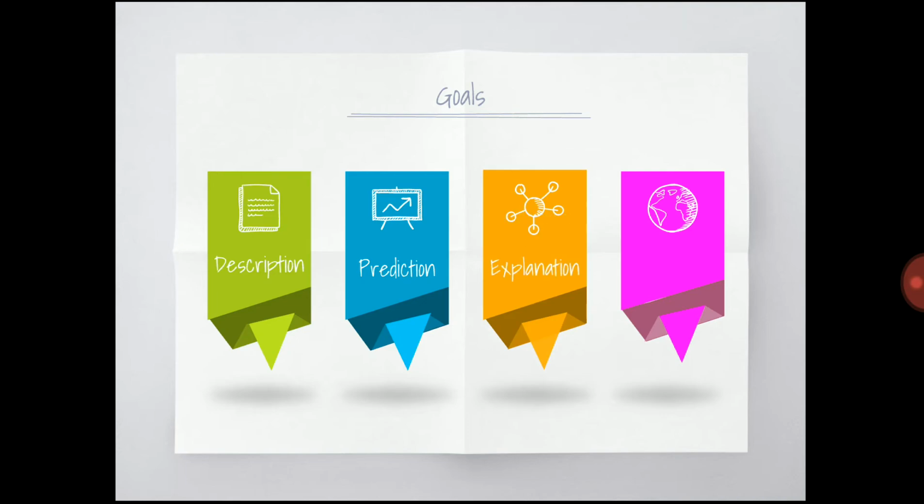The third goal that we're looking at here is explanation. By explanation, we are making causal inferences. It's very important to be able to describe behavior and to be able to predict behavior. But when we're trying to understand human behavior, we also want to understand the reason behind it. We also want to understand the cause. And that's when explanation comes into the picture.